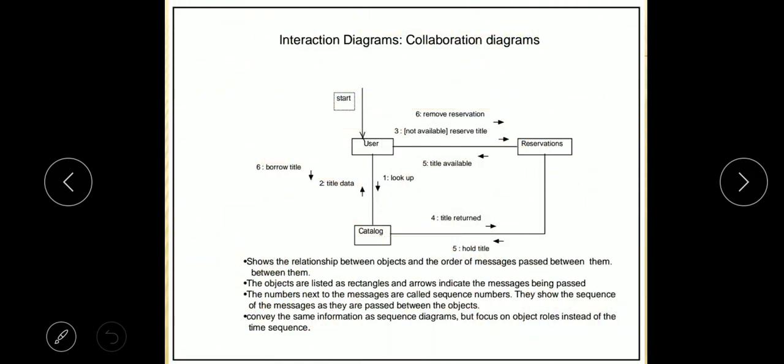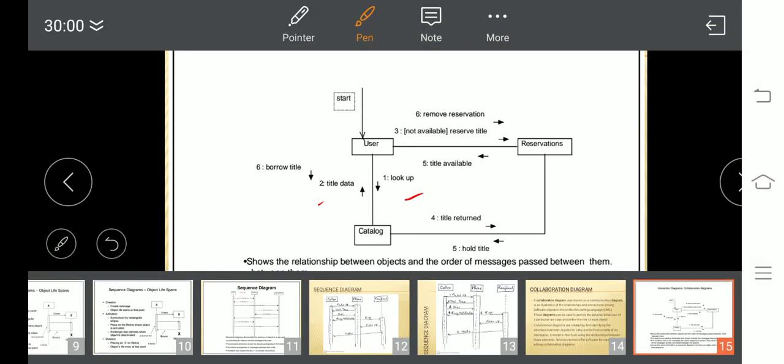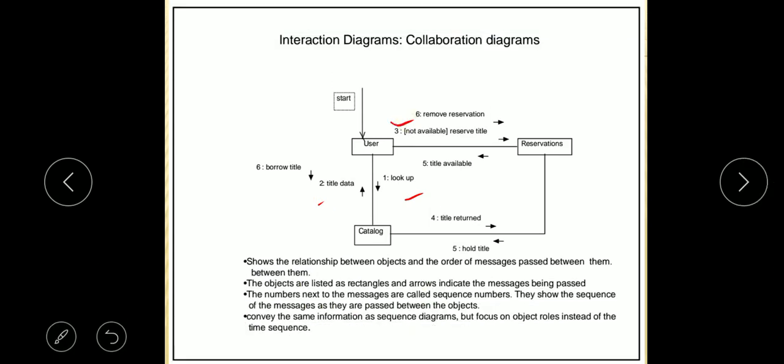Now here you can see the example of a collaboration diagram. It shows the relationship between objects and the order of messages passed between them. How do they show the order? By the numbers 1 2 3. Here you can see 1 2 3. User, reservation, and catalog, these are the objects. The objects are listed as rectangles, and arrows indicate the messages being passed. So here you can see the arrows. They indicate from which object to which object the messages are passing.